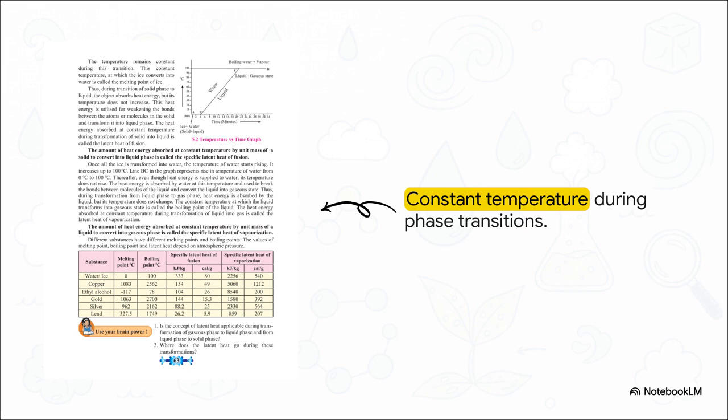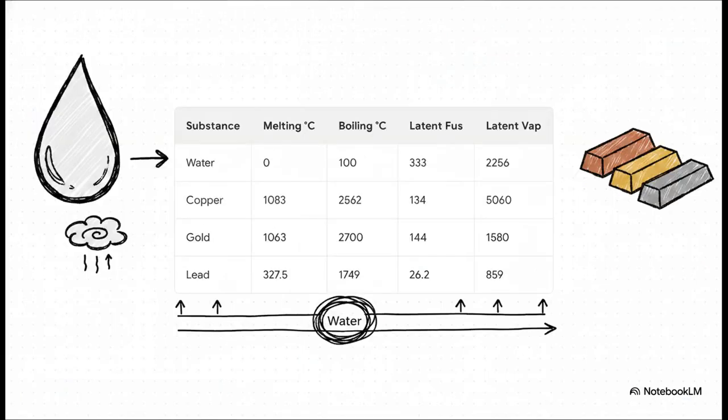Then, look higher up at the line from C to D. Here, the liquid water is boiling and converting into steam, again maintaining a perfectly constant temperature of 100 degrees. The heat supplied during these flat phases is the latent heat of fusion and vaporization. Now, the crucial takeaway here is that different materials require vastly different amounts of this hidden energy.